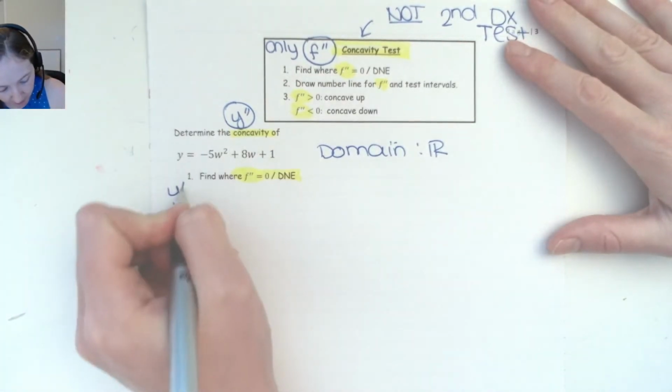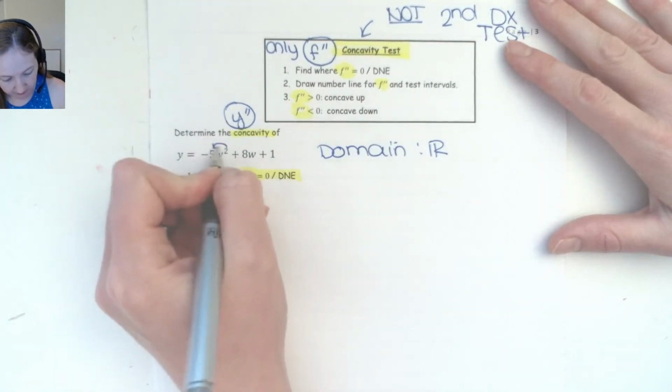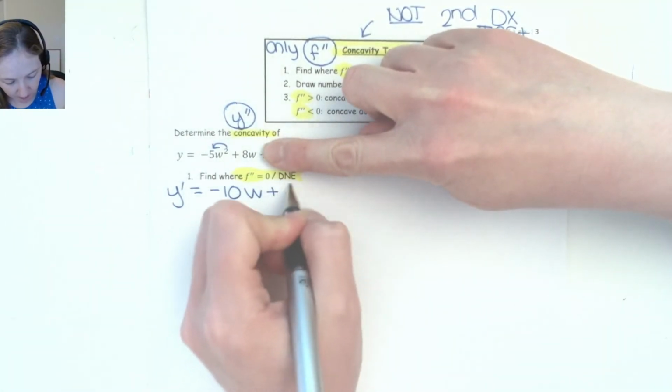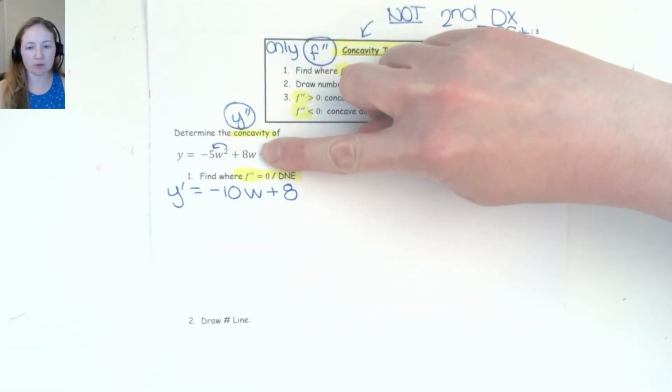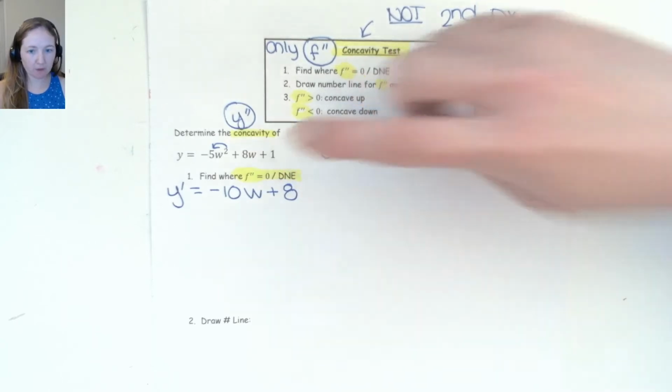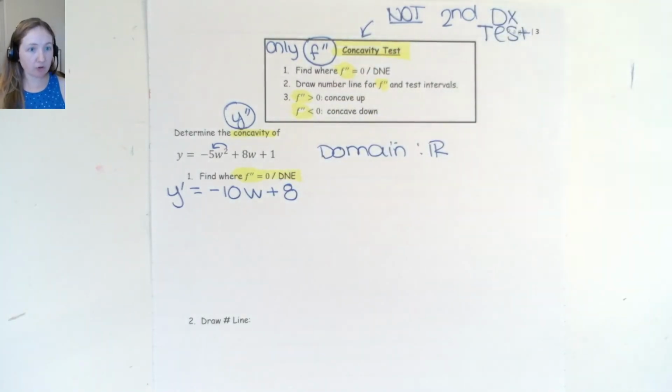All right, so we're going to take our first derivative. That's going to give us negative 10w. The plus 8w is a linear term, so it goes to the coefficient. And then the plus 1 is a standalone constant, so it goes to 0. So that's my first derivative.